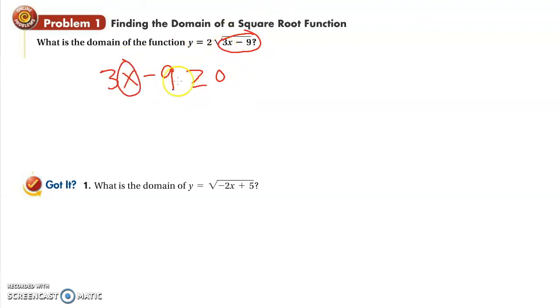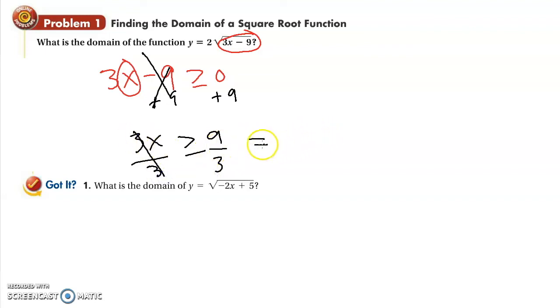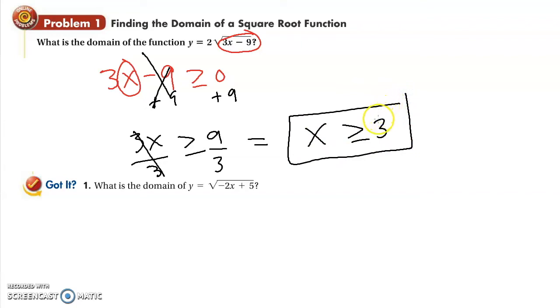Well, what I would do is I would add 9 on both sides. I have 3x is greater than or equal to 9. Divide by 3 on both sides. And then I would get x is greater than or equal to 3. And this would be the domain of this function. What we are doing is we're basically just taking our radicand and setting it greater than or equal to 0. Why? Well, we know that this is a square root, and we cannot find the square root of a negative number. It has to be greater than or equal to 0.